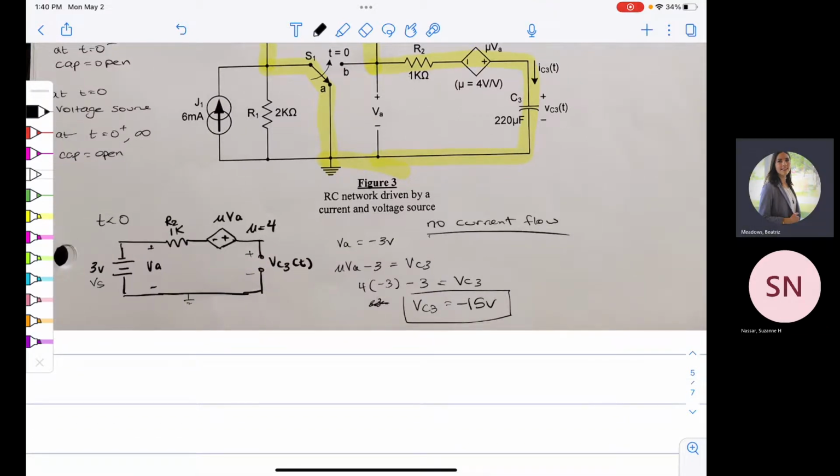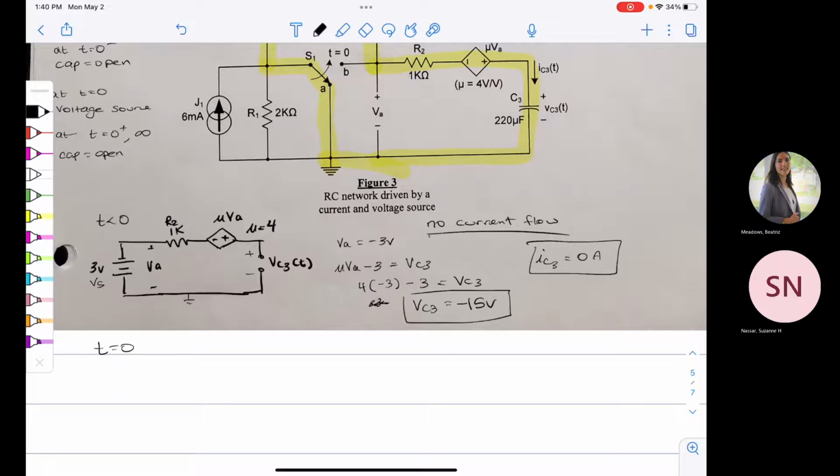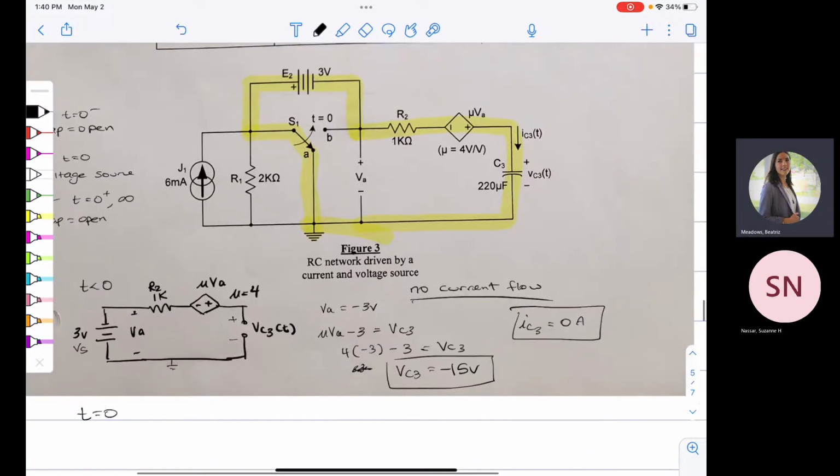So that's one of the elements we need to find, right? Okay, so now what is going to be our current in this case, IC? Exactly. And when you're filling this table up, there's always something that's going to be a 0, so there are two answers that are always easy to find right away. Okay, so now let's analyze the t equal to 0 case. So now that the switch is closed, what is the path that we're going to take?